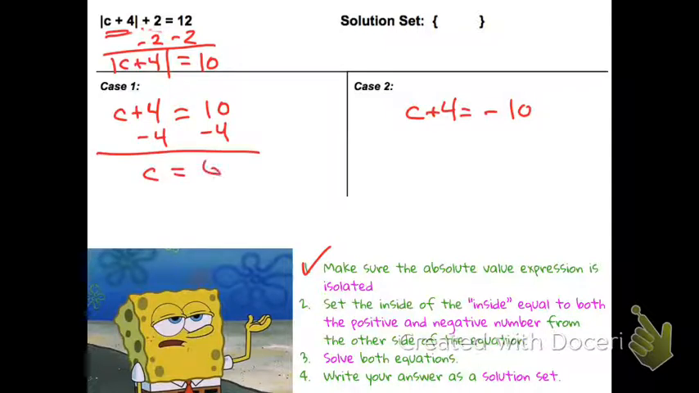So we get c equals 6 or c equals negative 14. And put those again in your solution set. And that's it.